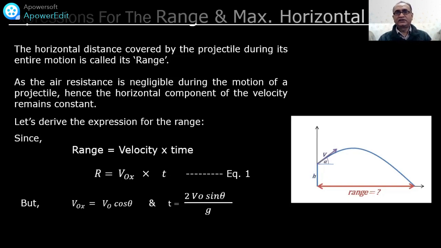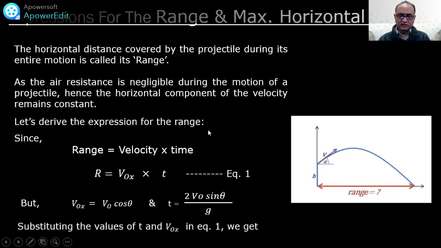All right. So we have started: a projectile is thrown into the air with velocity V naught. We have to find its range. We will consider the horizontal component of the velocity. How can we find range? Range is equal to velocity into time. We have the values of V naught x and T. We'll substitute these two values in the basic equation, R is equal to V naught x into T. So let's see what is next.